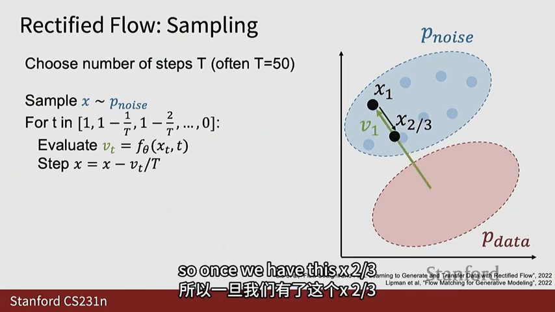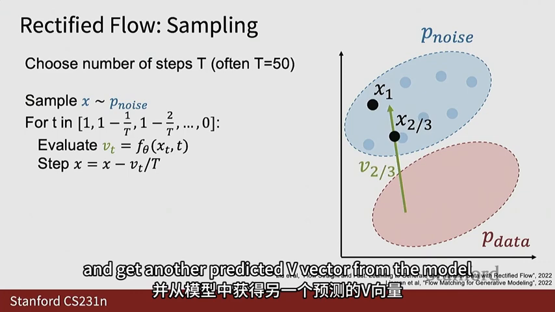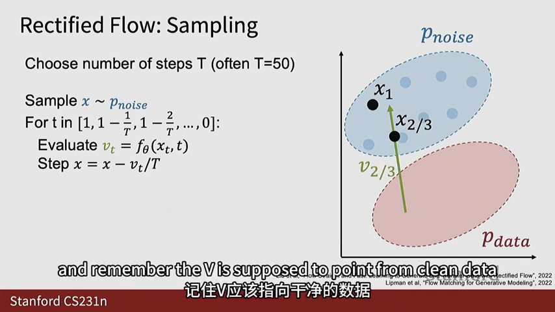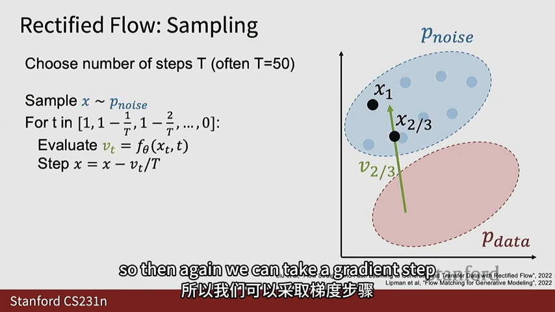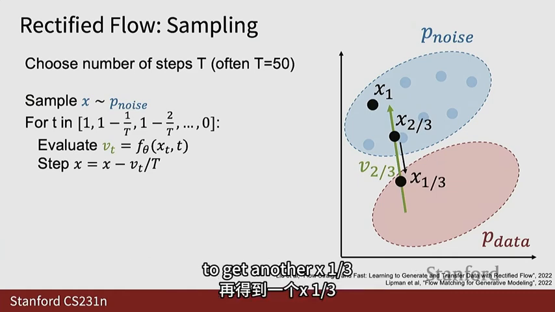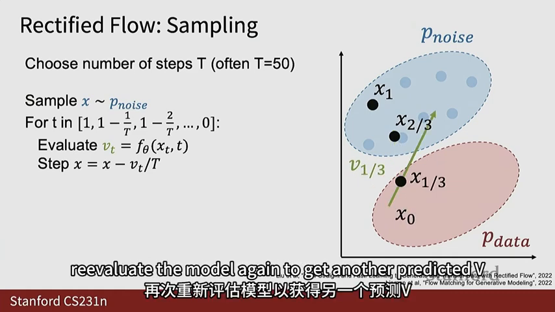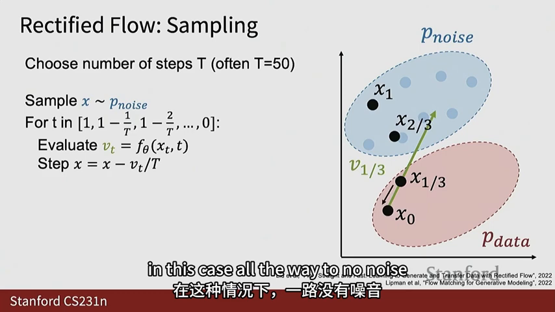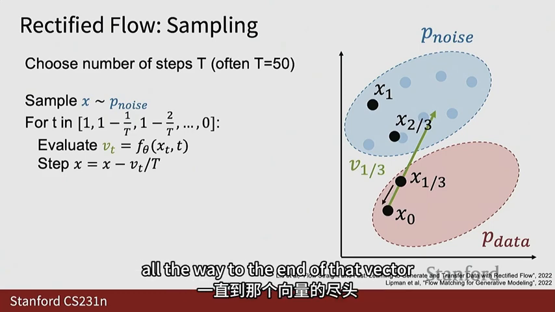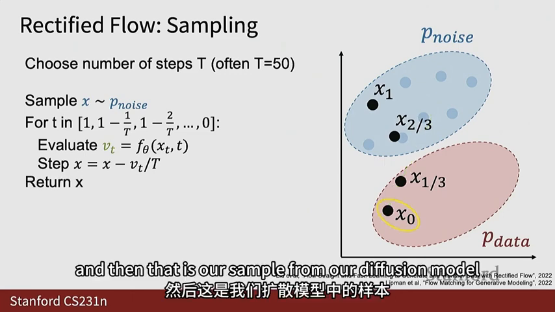So once we have this X 2/3, we pass it back to the model and get another predicted V vector from the model. And remember, the V is supposed to point from a clean sample all the way to a noise sample. So again, we can take a gradient step, a little step along this predicted V, to get another X 1/3. Repeat this again, evaluate the model again to get another predicted V, and then take a step, in this case all the way to no noise, all the way to the end of that vector, to get our predicted X0. And that is our sample from our diffusion model.